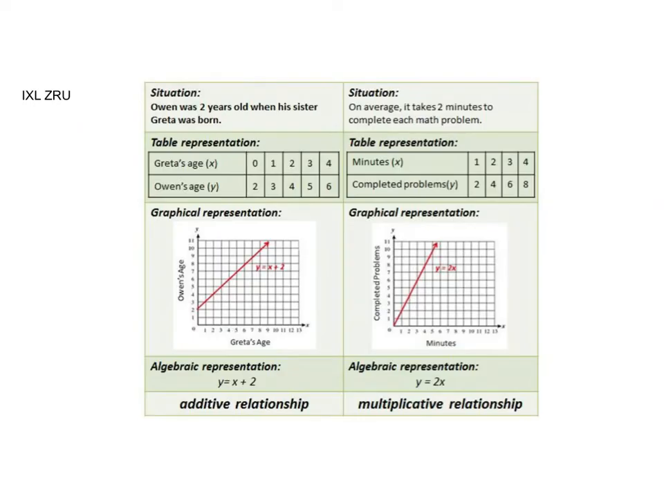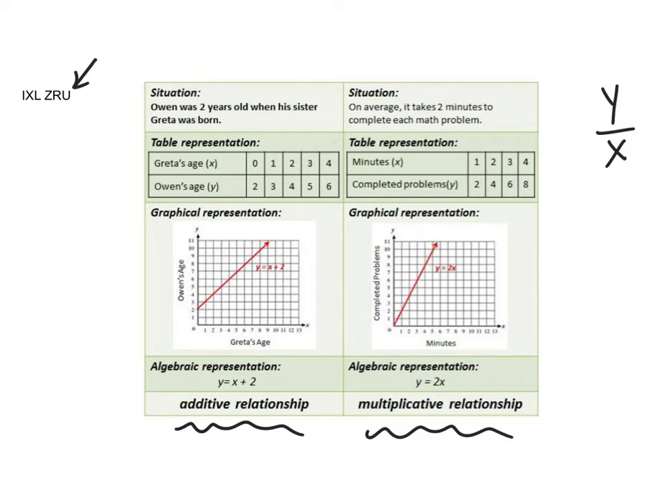Let's go. So first, we're going to look at the difference between an additive relationship and a multiplicative relationship. This is talking about the relationship between your variables, your y and your x, your ratios. IXL practice for this, if you are struggling at the end, is ZRU, if you can find it.